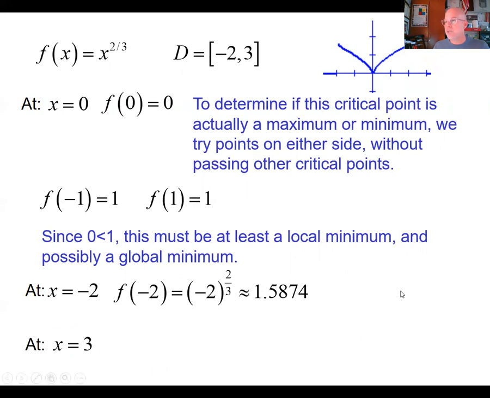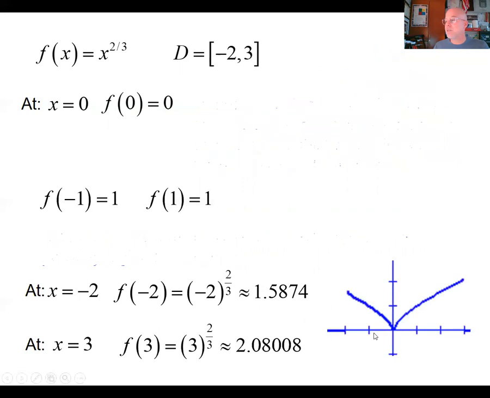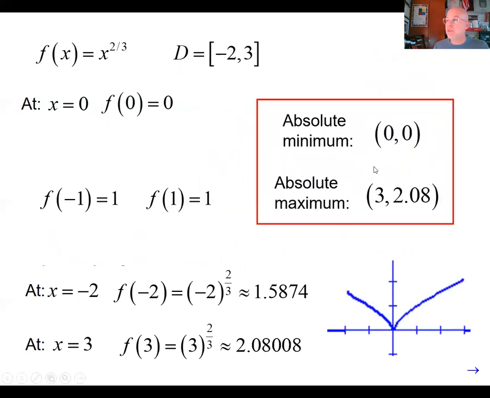And at x equals 3, 3 to the 2/3 power is 2.08008. So at that point, now I can see on the endpoints, one endpoint was 1.5, the other one is 2.0. So at this point, I can say that my absolute minimum happened at 0, 0, and my absolute maximum happened at 3, 2.08.